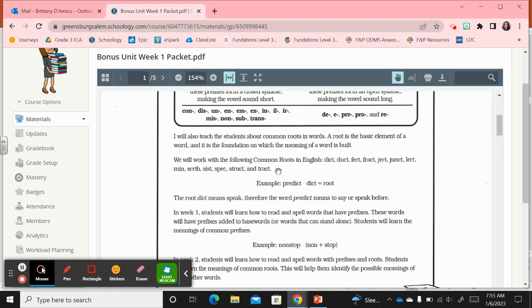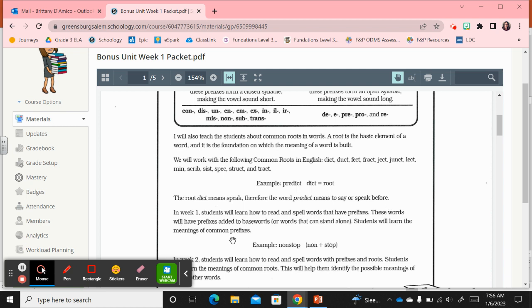I will also teach the students about common roots in words. A root is a basic element of a word, and it is the foundation on which the meaning of a word is built. We will work with the following common roots in English: dict, duct, fect, fract, ject, junct, lect, min, scrib, cyst, spec, struct, and tract. For example, the word predict, the root is dict, and the root dict means speak. Therefore, the word predict means to say or speak before.